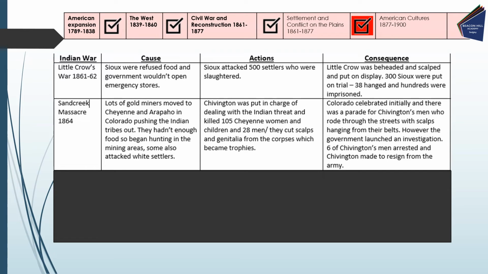So Colorado as a place celebrated initially the fact that the natives had been treated so badly. They were pleased that the threat had been removed, and there was actually a parade for Chivington's men who rode through the streets with scalps hanging from their belts. However, because of the extreme reaction that Chivington gave, the government did launch an investigation. Six of Chivington's men were arrested, and Chivington was made to resign from the army. So we can clearly see here that the government are aware that perhaps Chivington's actions were too extreme.